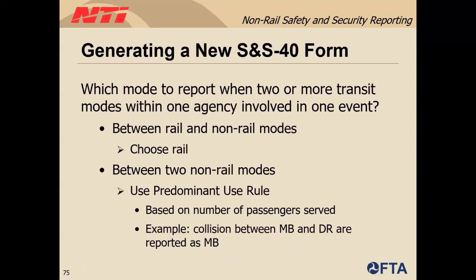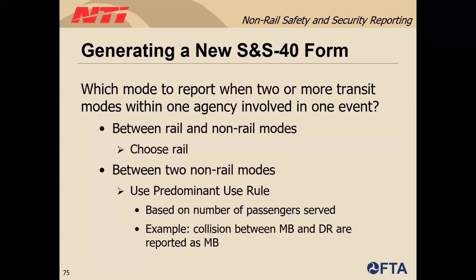If you have an event to report that includes 2 or more transit modes from your agency, how do you choose which mode to report under? If the event involved a rail mode and a non-rail mode, choose rail. For example, one of your light rail vehicles and one of your buses collide. Report the incident only once under the light rail mode.